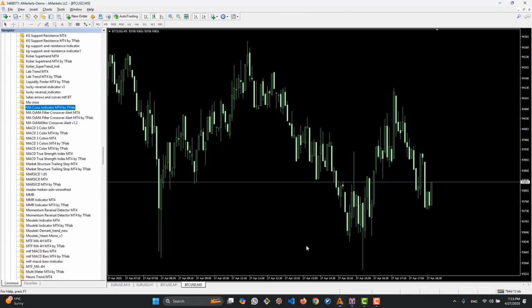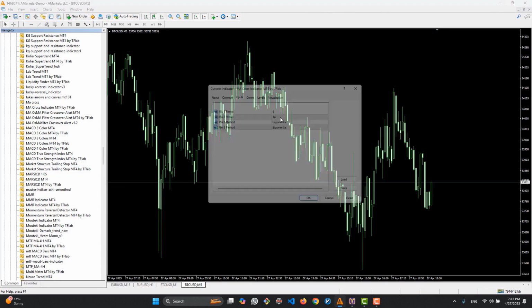You can also use the MT4 version of this indicator on the MetaTrader4 platform.